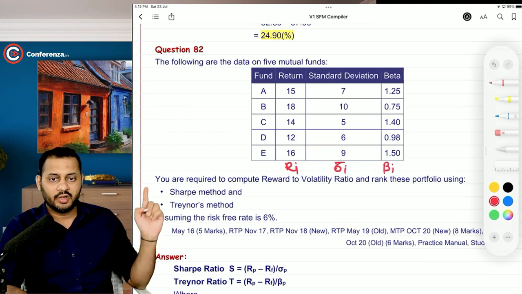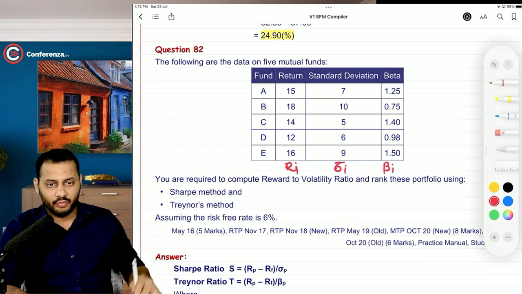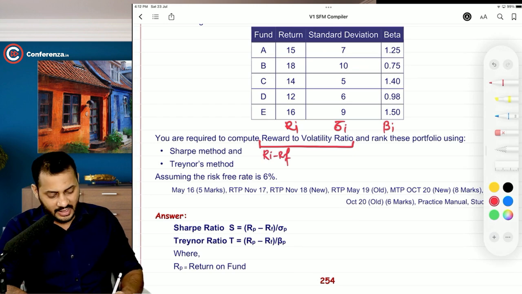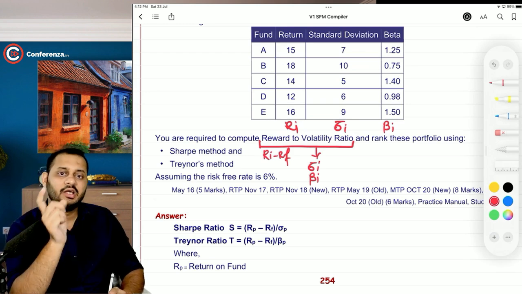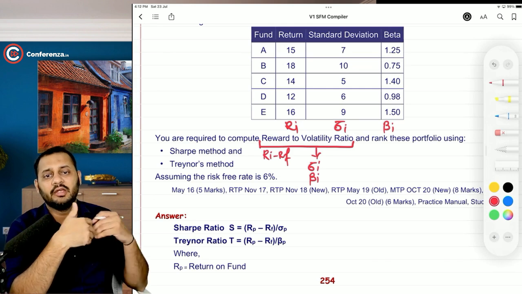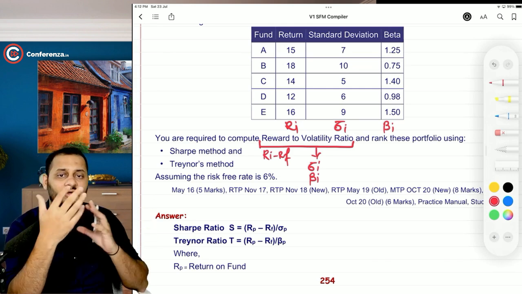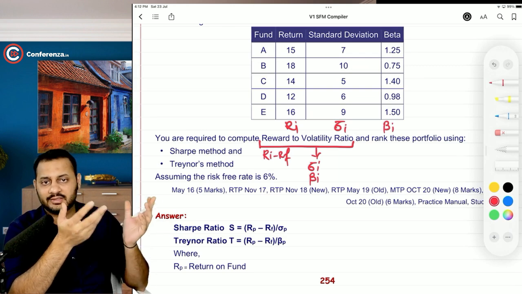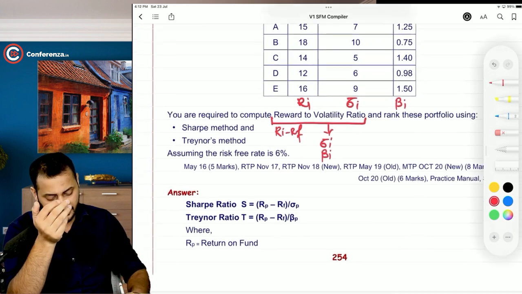You are required to compute reward to volatility ratio. Please understand this other meaning. Reward means RI minus RF. Volatility can be standard deviation and can also be beta. Volatility means risk. Standard deviation is also risk, and beta is also risk. It depends upon whether we are talking about the total risk or systematic risk. Total risk is standard deviation. Systematic risk is beta.